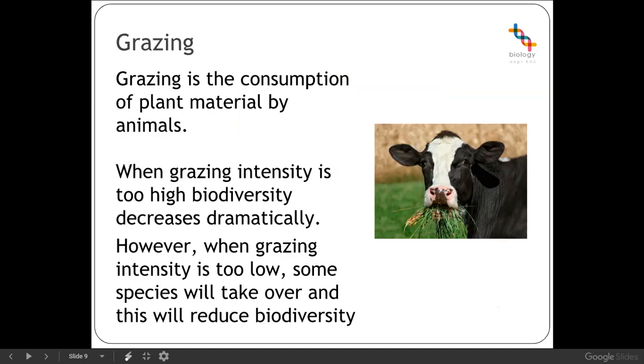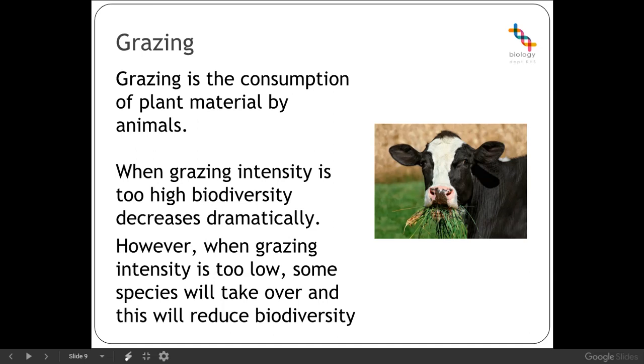Grazing is another biotic factor, and that's obviously the consumption of plant material by animals. Now, when grazing intensity is too high, biodiversity decreases dramatically. So the more animals you have in an area all grazing, the less plant species that are available. That in turn will support fewer insect species, fewer bird species, and so on. It's going to have quite a high impact.